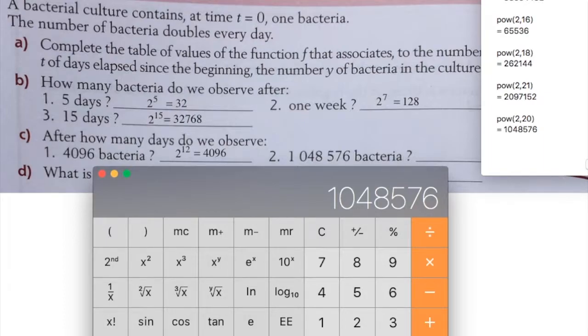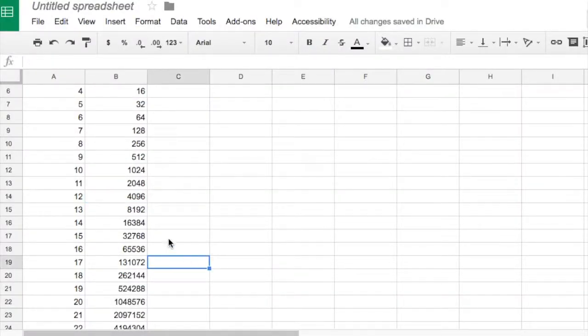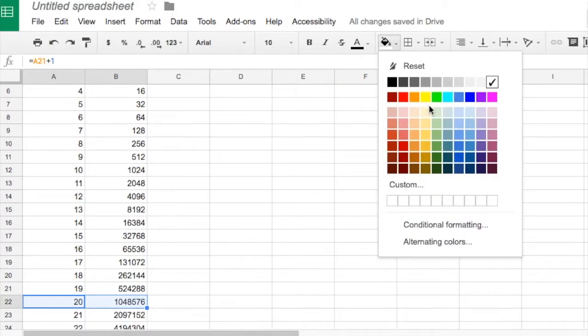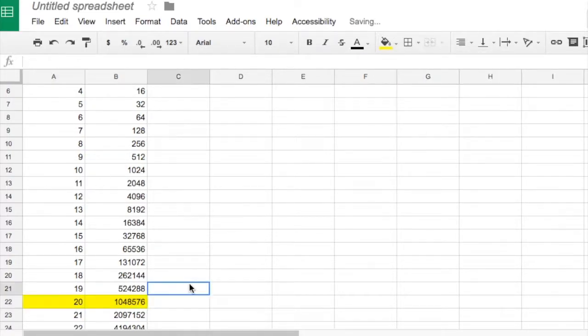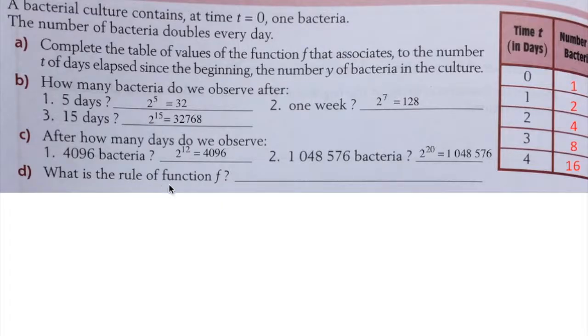But if we went back to our handy-dandy spreadsheet and filled that down, look at this right there. Let me just highlight that for us. We have 2 to the power 20 is 1,048,576.